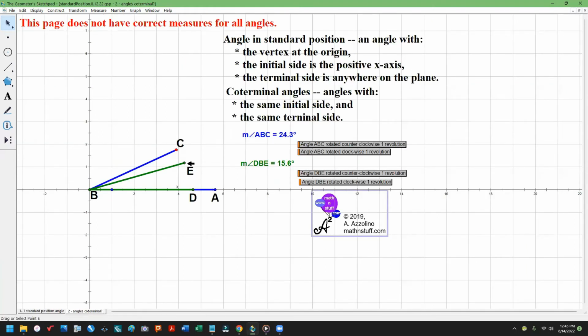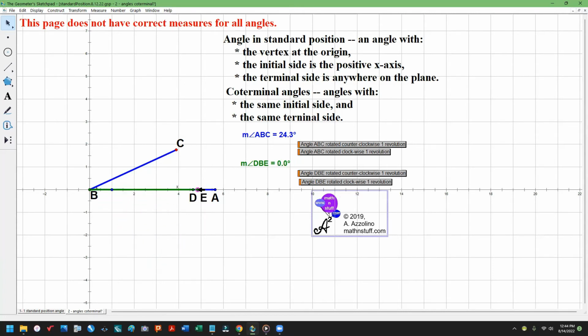Coterminal angles are two angles, and they need not be in standard position. Coterminal angles have the same vertex, the same initial side, and the same terminal side. Here I'm going to call them a green angle and a blue. I'm wiggling the green angle. Now it's as close to 0 degrees as I can get it. I'm going to swing it in a counterclockwise direction. That makes it positive. If instead I wish to swing it in a clockwise direction, that would make it negative.